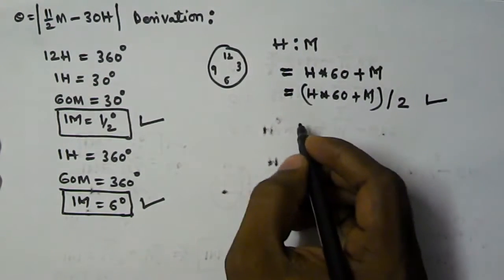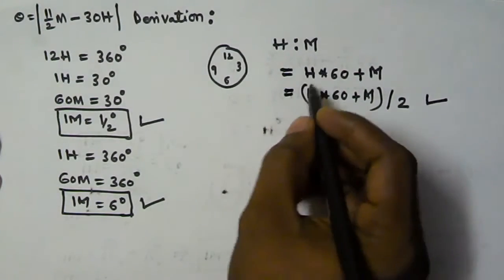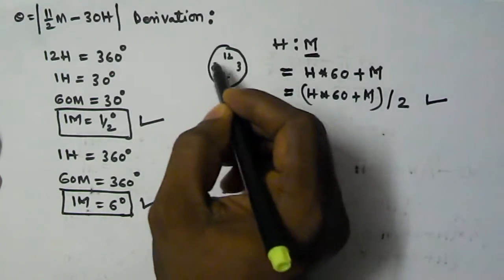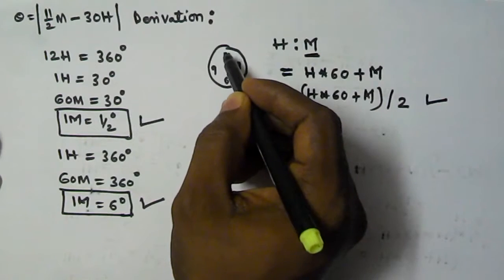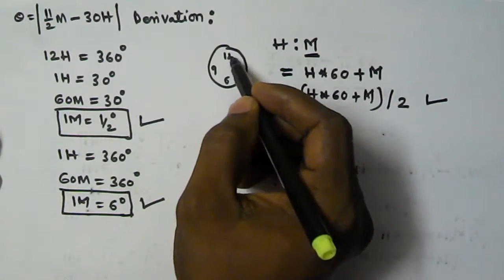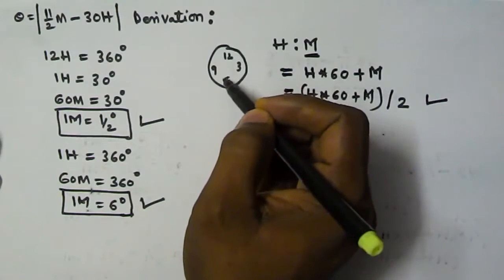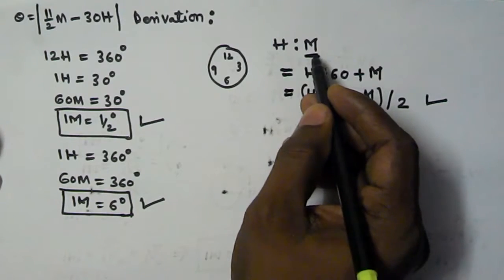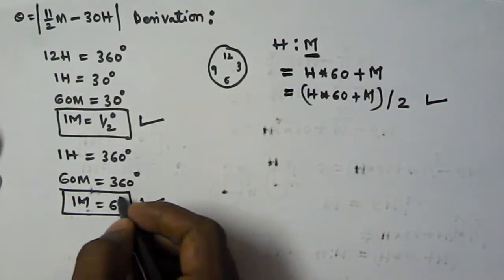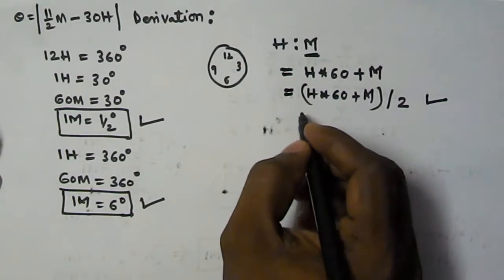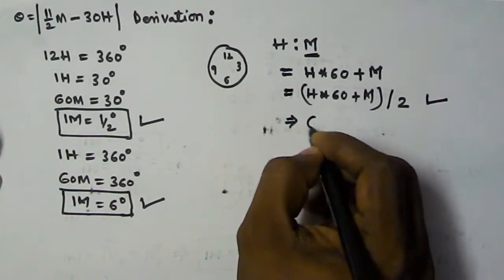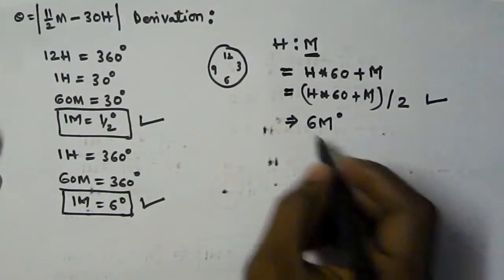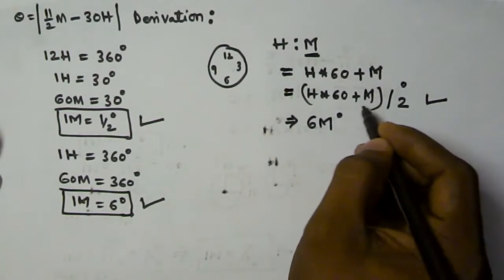Now let us take the minute hand. The minute hand has traveled m minutes only. We have to take m only, because the minutes are between 1 and 60, so it will cover only those many minutes. If the minute hand travels m minutes, then in each minute it makes 6 degrees, so in m minutes it makes 6m degrees, and the hour hand makes (60h plus m) by 2 degrees.